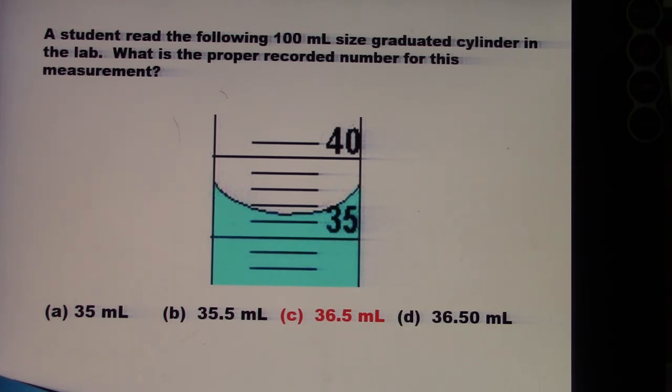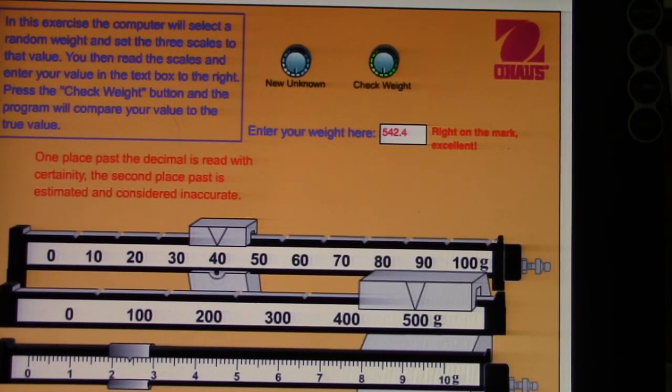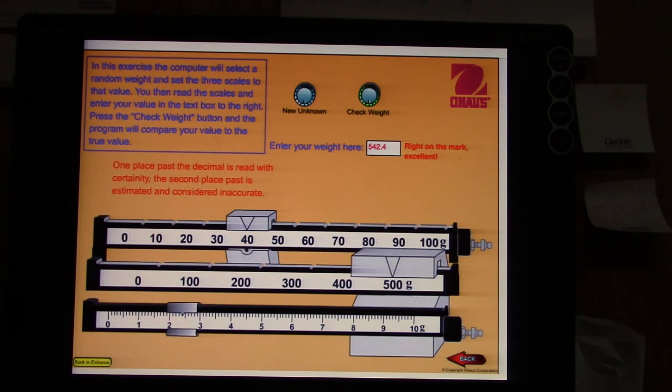All right, let's go to mass measurements. A lot of times in science we use what's called a triple beam balance. Many of you probably use a digital balance. When you use a digital balance, you record all the numbers. Don't round off. Whatever the display shows, that's what you record. But on a triple beam balance, that's why it's called triple beam, because there's 3 beams: 1, 2, 3. You always read it from larger number to small.